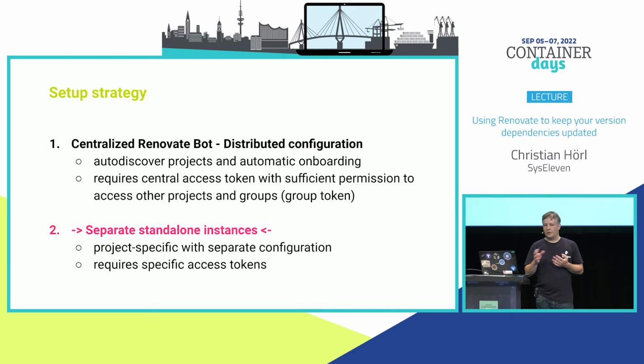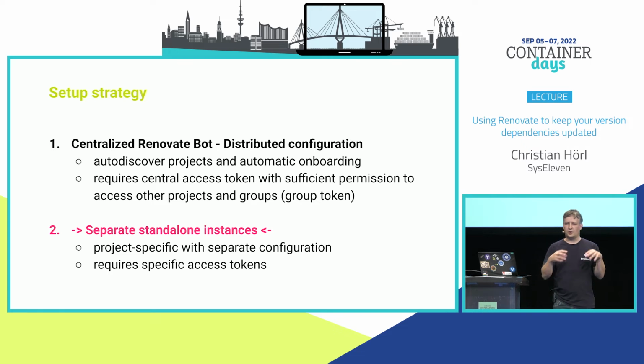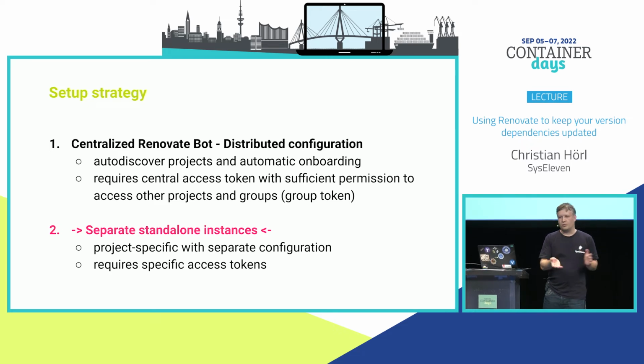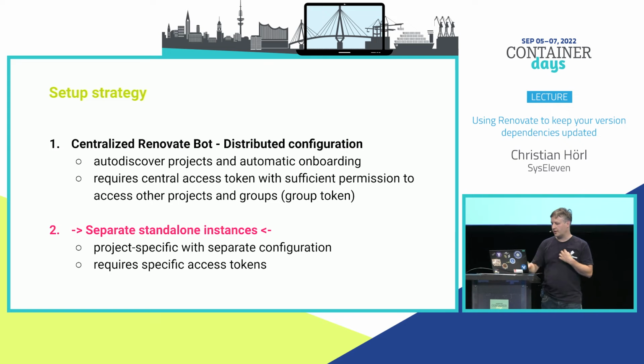The second one, and this is the one I'm going to show you in the demo later on, is a separate standalone instance setup. So you have a pipeline in each specific project, and each project holds its own renovate.json configuration. And also it requires an access token, a project token, so Renovate can do its job.